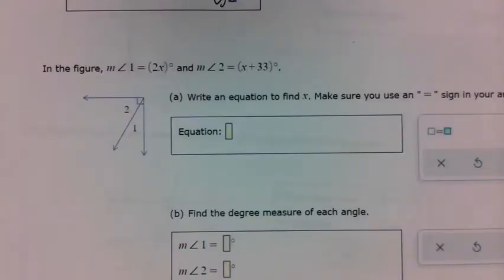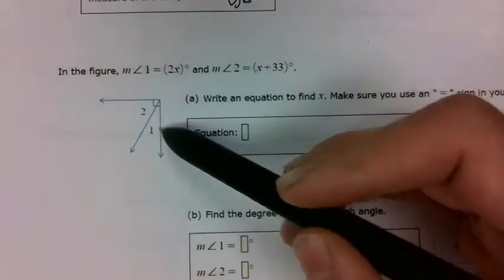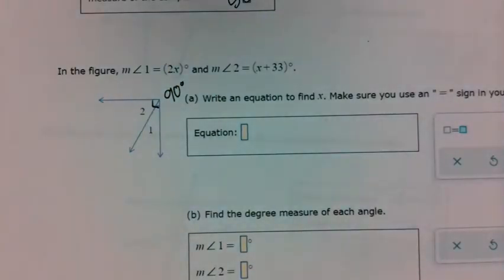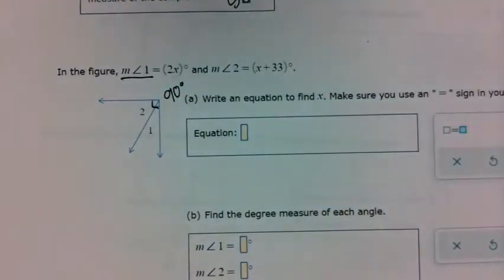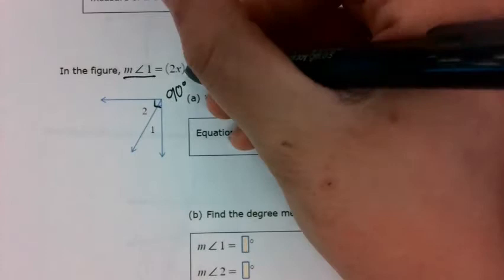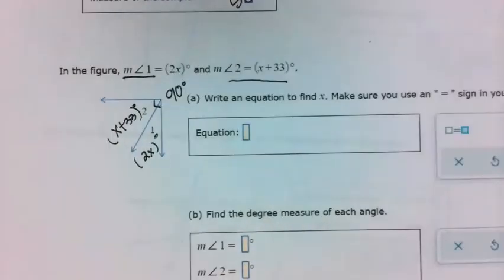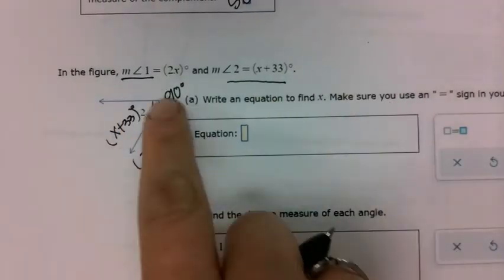To continue, let's look at a different example. So I'm going to look at the diagram and ask myself what I've got going on here. And then I've got to read the instructions as well. As I look at the picture, I can see that it's marked with a 90-degree angle. And then it says in the figure, the measure of angle 1, that's what the little m stands for, the measure of angle 1 is 2x degrees. So I'm going to mark this as 2x degrees. And the measure of angle 2 is x plus 33 degrees. So all of those words were showing this picture right here.